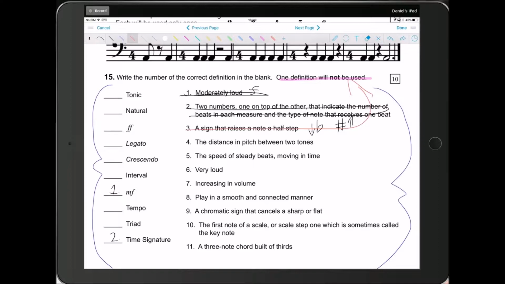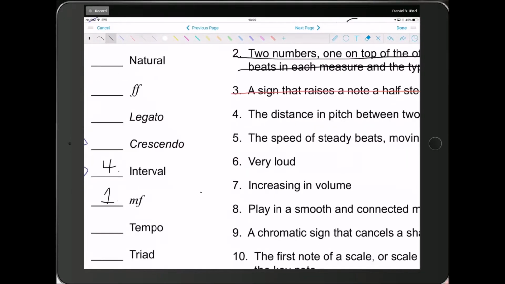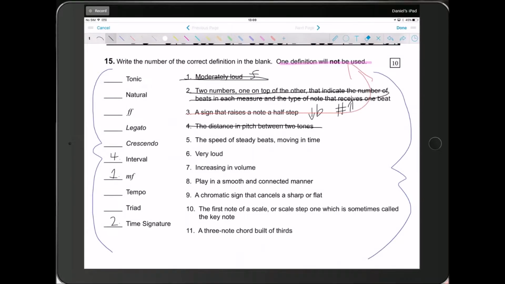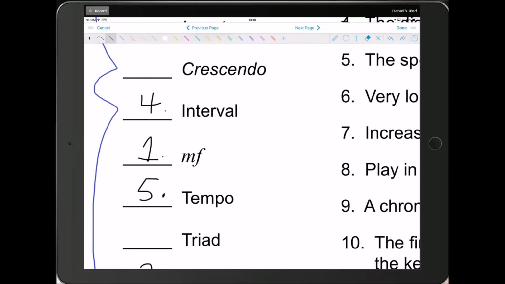So number 4, the distance in pitch between 2 notes. If we go all the way back to, I think it was the 3rd video in this series, I explained to you that an interval is the distance between 2 notes. Remember, we had to figure out if it was seconds, thirds, fourths, or fifths. An interval is the distance between 2 notes. So right here we have interval, and then I'm just going to cross this off right here. Alright, number 5, the speed of steady beats moving in time. You should know that just with all the songs that you've played. The tempo. The tempo is the speed of steady beats. So, number 5, right here.